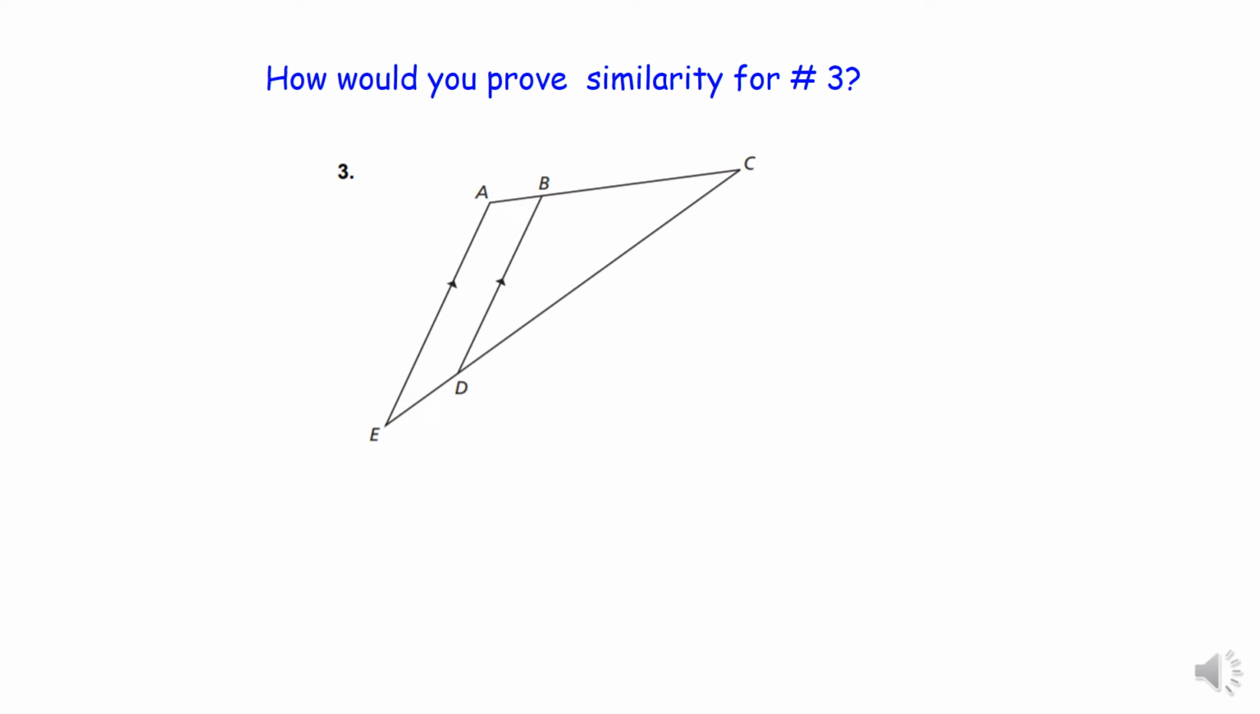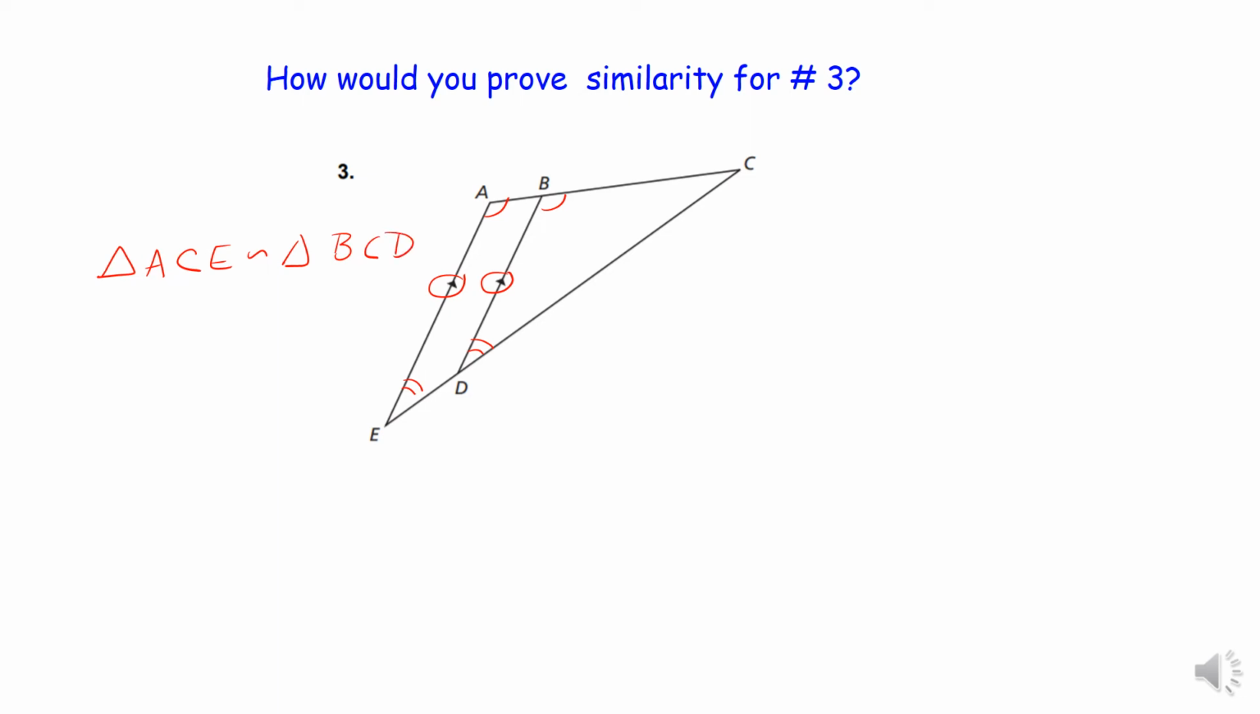All right, so how would you prove similarity for number 3? One thing you want to notice is what information they are giving us here. You could do this a couple of different ways. If you use the parallel lines, you could say corresponding angles are congruent, and you're done. You've got angle, angle. So triangle ACE is similar to triangle BCD.